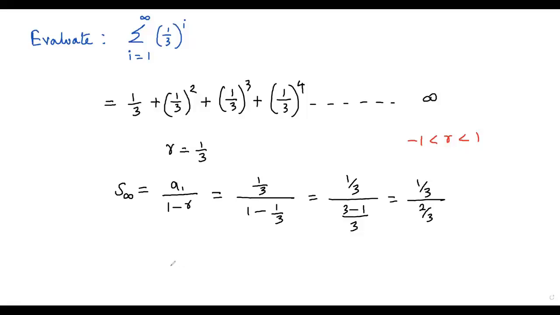Here I'm writing the fraction 1/3 as it is, and I am writing this division as multiplication, taking the reciprocal, which is 3/2. So this 3 will cancel out, and I get 1/2. I have evaluated the given infinite geometric series. Its value is 1/2.